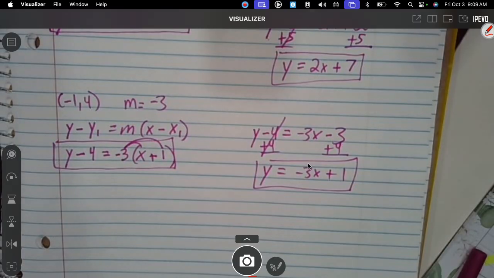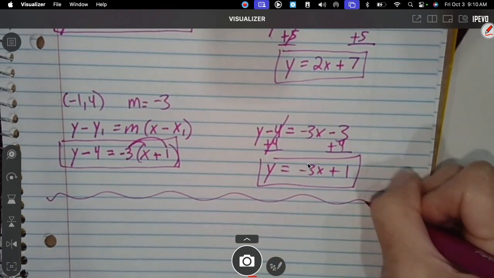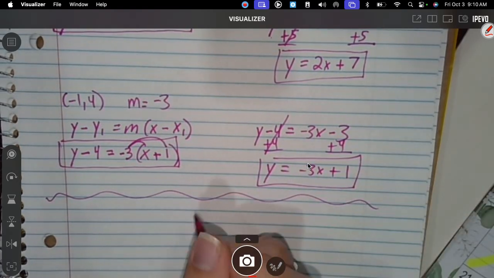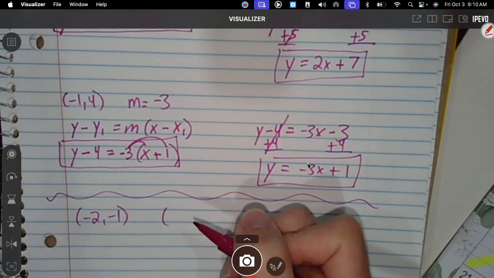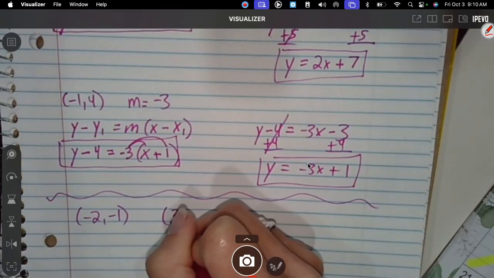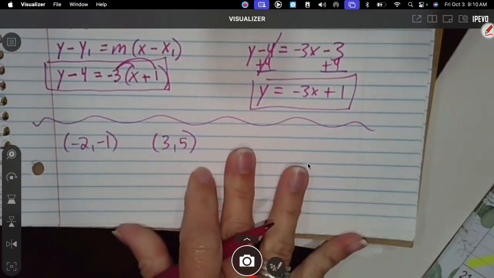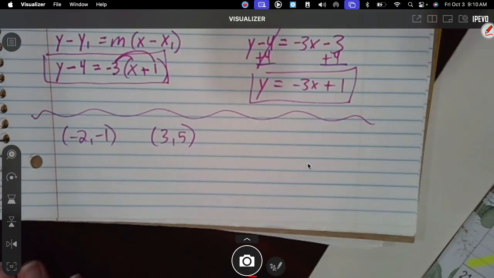All right, so that is writing equations if we're given a point and a slope or a slope and an intercept. Now we'll move on to 2 points. All right, so if we get 2 points, let's say that they give us -2, -1, and the point 3, 5. In order to write an equation, I need a point and a what? Point and a slope. So I'm missing a slope.